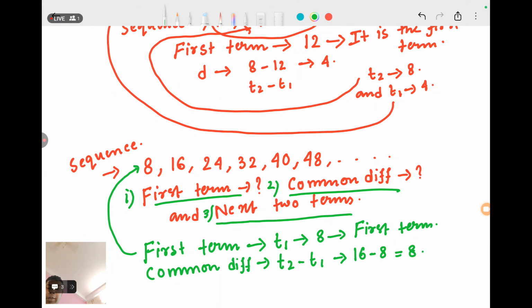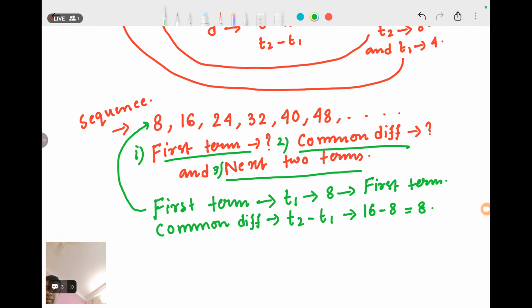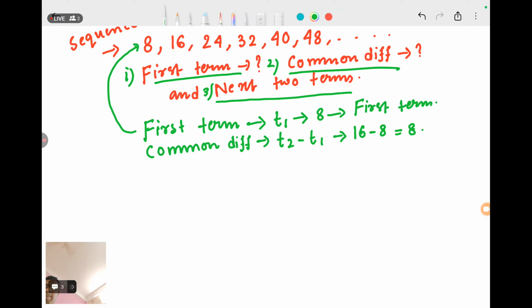Now, what are the next two terms of this given sequence? Here we can see that I have written the sequence up to 48. So we have to add 8 to 48, and after adding 8 to 48 we get 56.